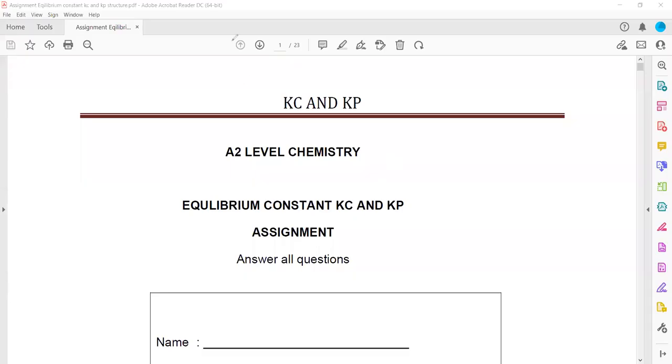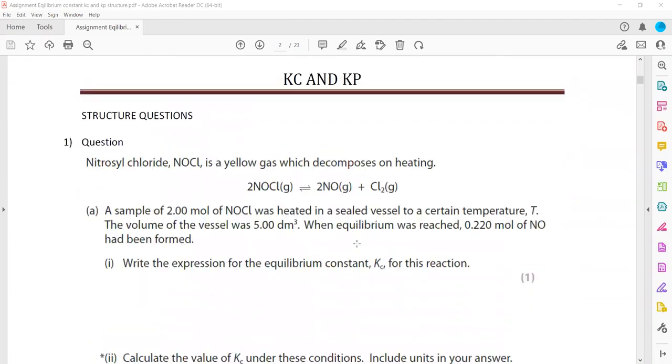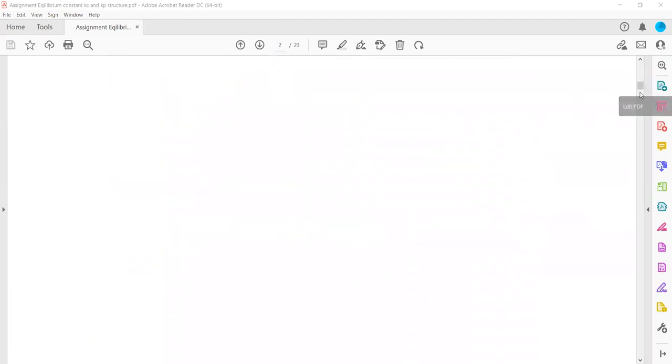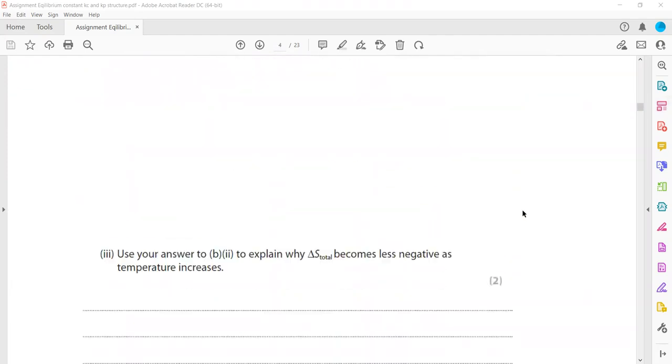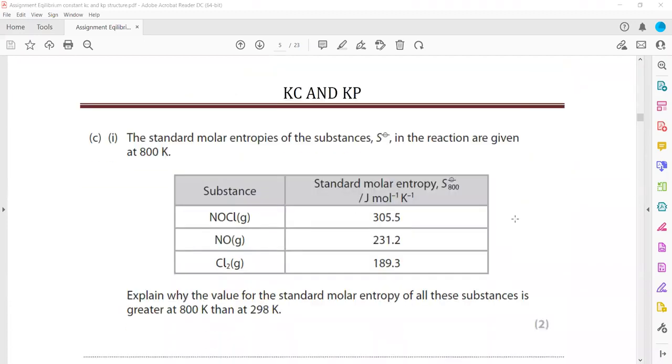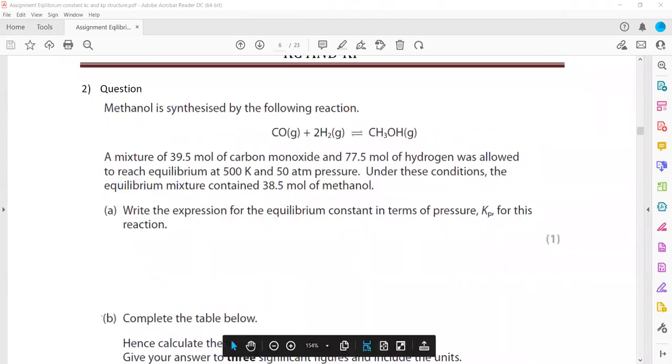So in this session, I will discuss the structure questions related to topic Kc and Kp. The last session, I discussed question 1. So in question 2, methanol is synthesized by the following reaction.